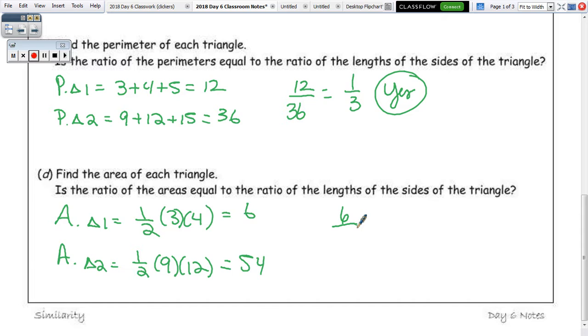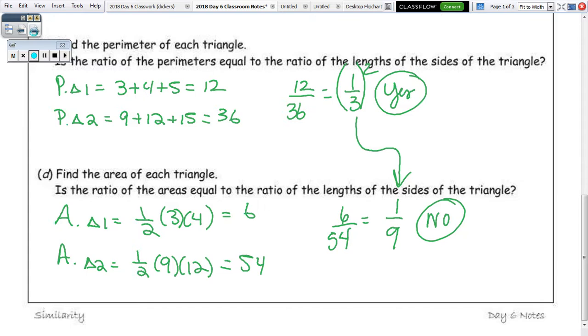Now, is the ratio of the areas equal to the similarity ratio? What is that reduced to? 6/54. 1/9. So it's not the same. But do you see the relationship, or can you take a guess on what we do to the similarity ratio to get the ratio of areas? Go to 1 to 1 and then 3 to 9. Does anyone see it? What do we do to it? Square it. Yep. 1/3 squared equals 1/9.